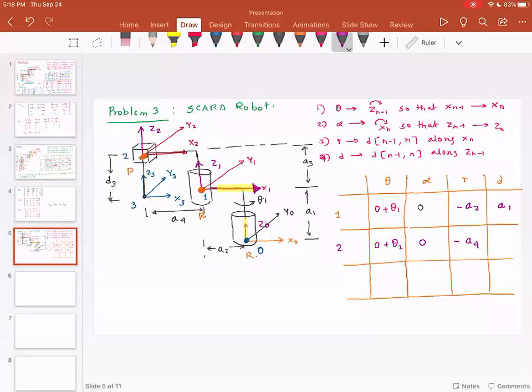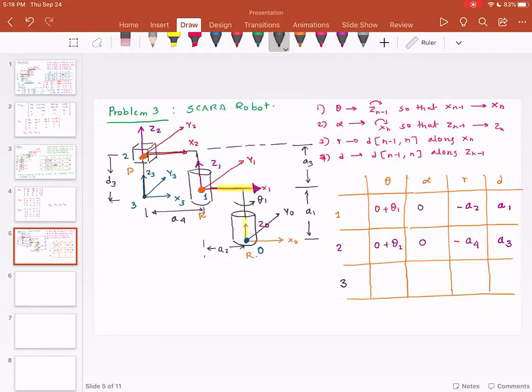And the next thing is the distance d is d3. Sorry, this is a. This distance is a3, and that distance is positive. The last but not least, for third, please note it's a prismatic joint.